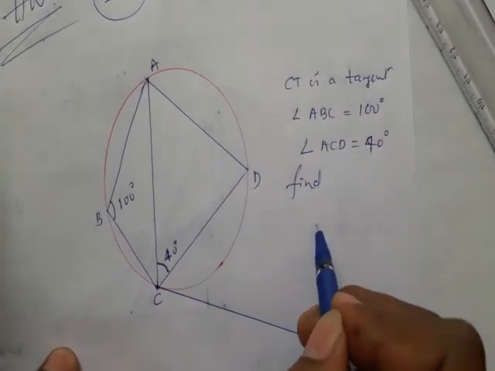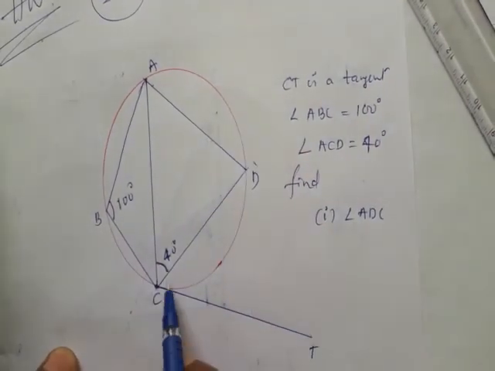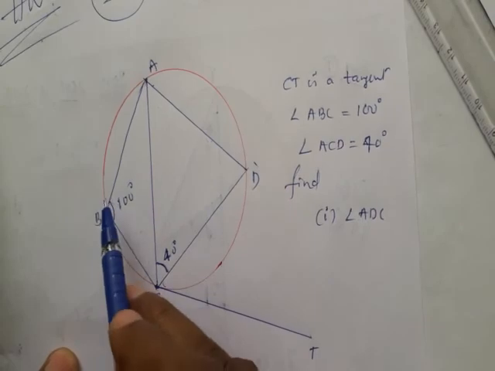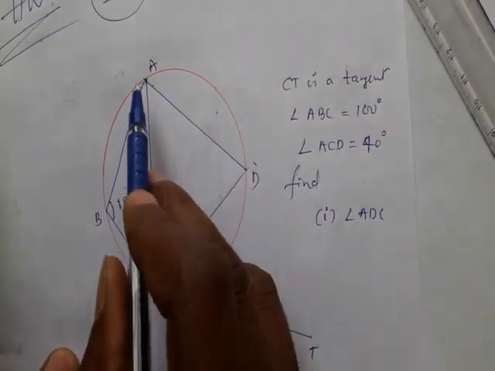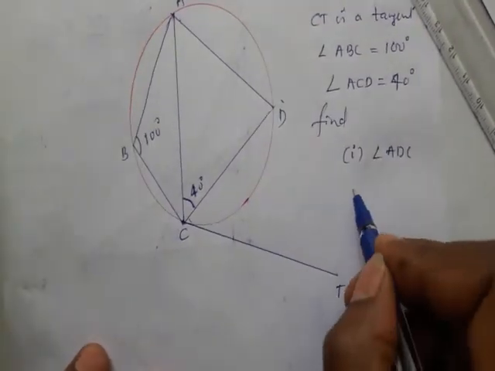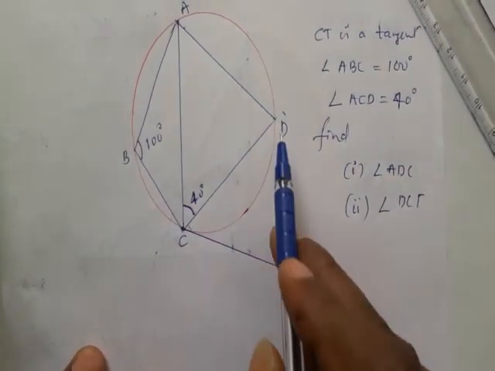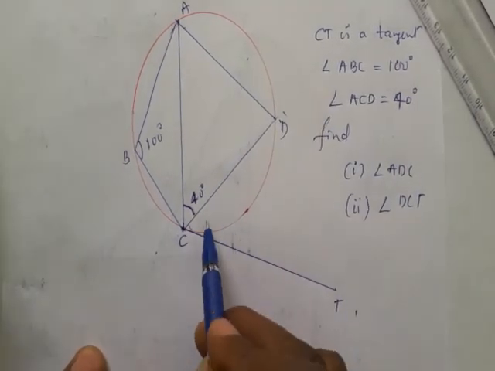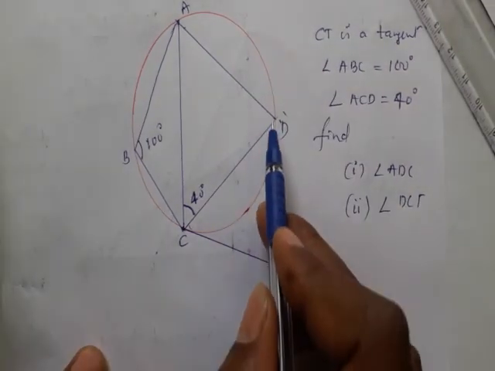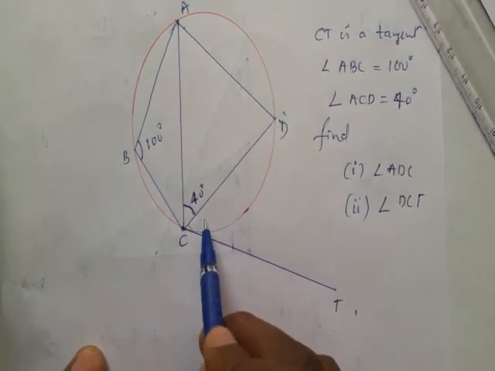Find first one, angle ADC. It's very simple. The B angle is given, ADC is easy. You can use the cyclic quadrilateral concept there. The second one is angle DCT. Look at this angle they are asking. Before finding this angle, what type of angle is this?